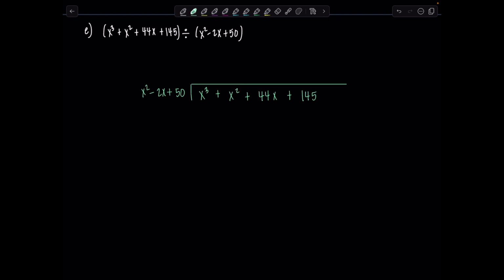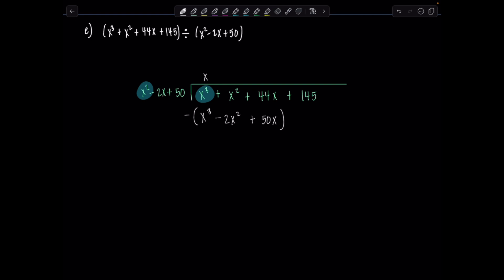No panic attacks. This process will be no different than what we've been doing. You've just got a little extra term going on here, but it's not a big deal, okay? Don't fret. Still just look at the leading terms. What do you multiply x squared by to make it x cubed? X, very good. Then step 2, you multiply. You multiply that x by the entire divisor listed under here like normal. So x cubed minus 2x squared plus 50x. Are we okay? Look at you, you're fine.